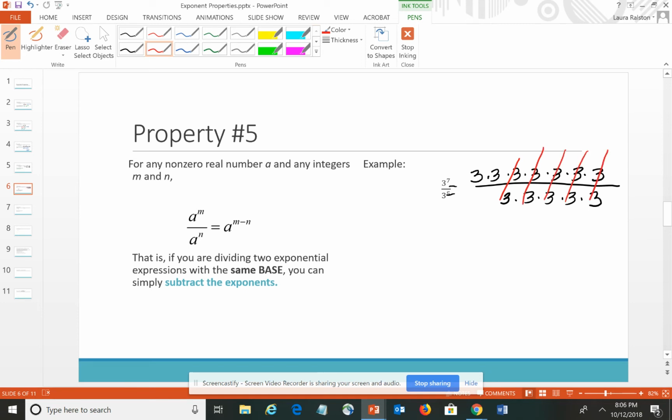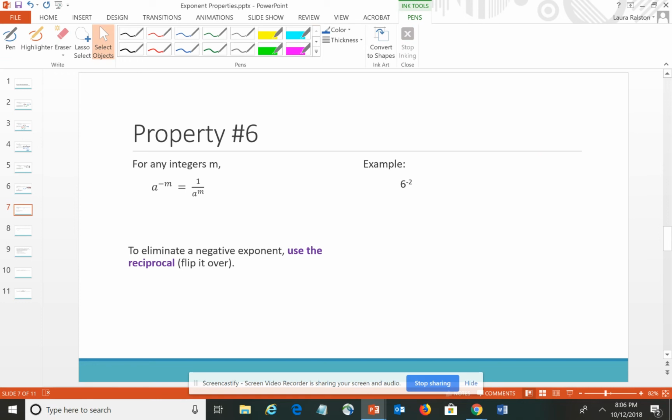So if you think about the idea that you're canceling them off, dividing them out, you're taking them away, notice that we're left with 3 to the 2nd, or 2 3's in the numerator. So we have 3 to the 2nd, which would correspond to 7 minus 5. Which ultimately is a value of 9. We always like to try to simplify if we can.